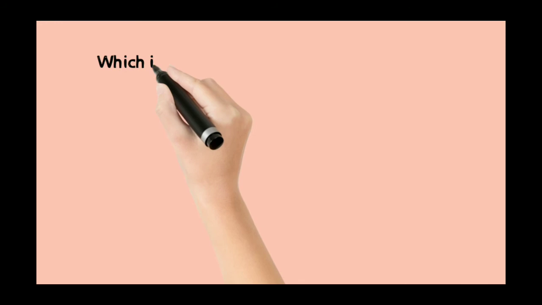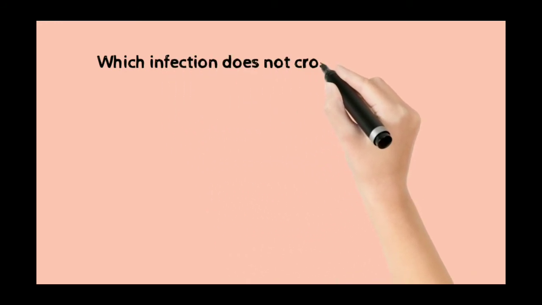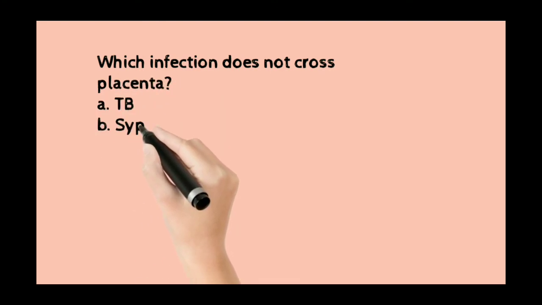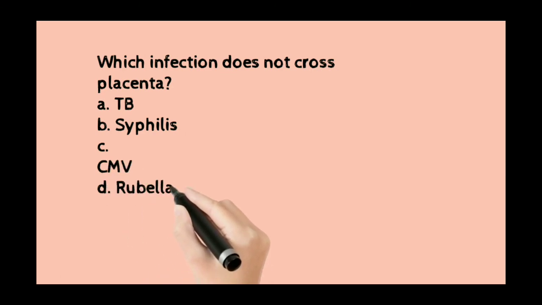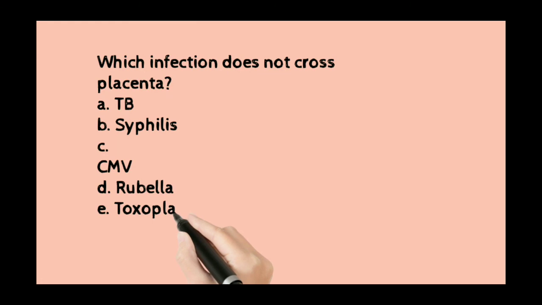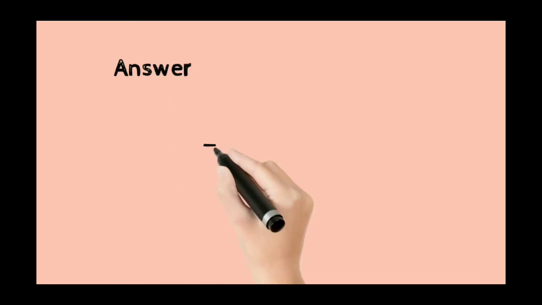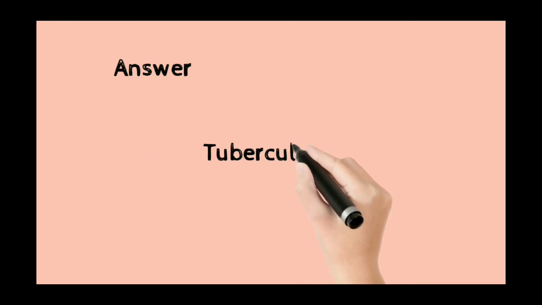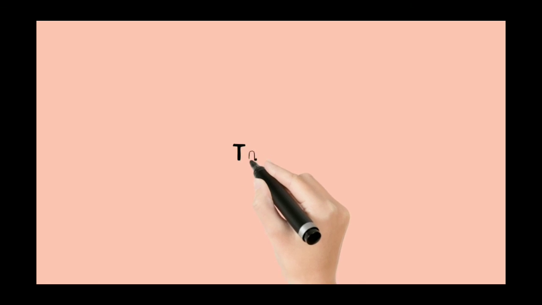Another MCQ, which infection does not cross the placenta? We have different options like TB, syphilis, cytomegalovirus infection, rubella, toxoplasmosis. So which one doesn't cross the placenta? The answer is tuberculosis.